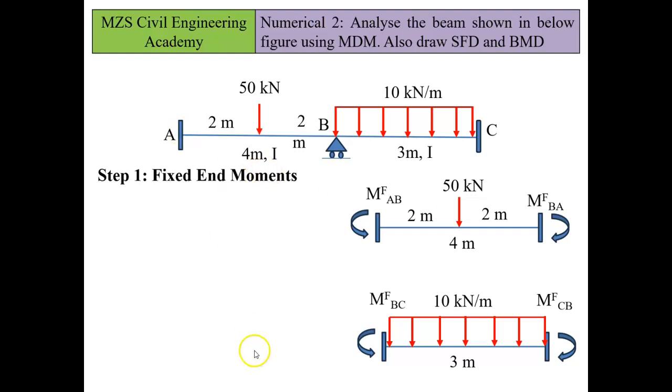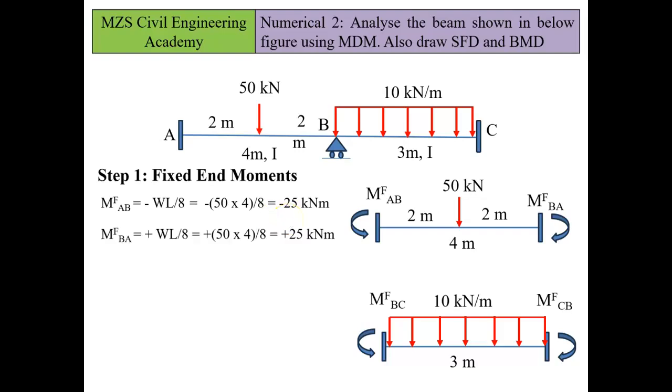If I talk about the fixed end moment, the fixed end moment at the end A can be worked out as minus WL by 8, which equals minus 50 into 4 divided by 8, which gives an outcome of minus 25 kilonewton meter. Whereas if we calculate the moment at B, we get it by the relation plus WL by 8. If you substitute the value of load, the value works out to be plus 25 kilonewton meter.